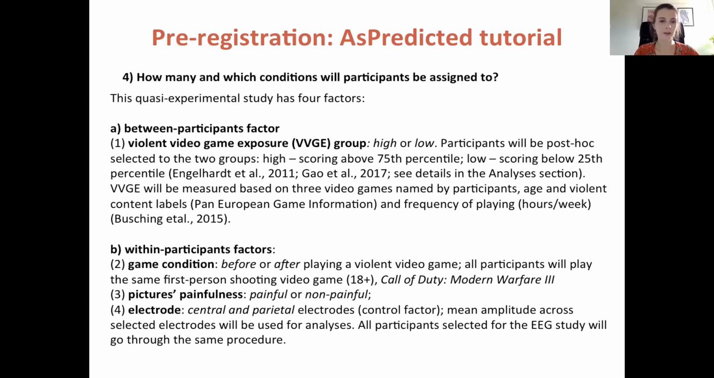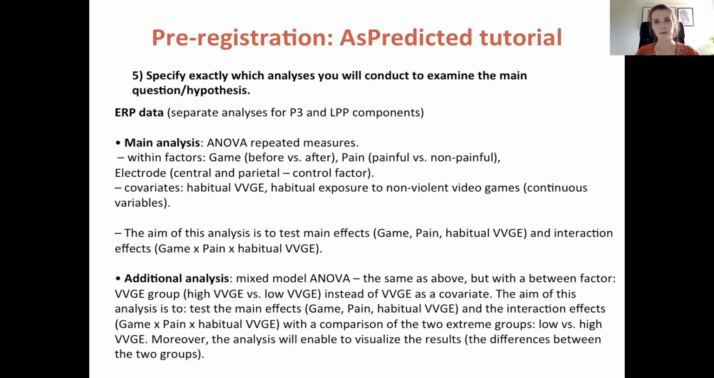So in here, I defined my between factors and within factors, and this can also match the data analysis plan, which is the next question. So in the fifth question, you have to say how you plan to examine your research questions and hypotheses. So I make the distinction here between the ERP data. I said what will be my main analysis. So here I said it's ANOVA with within factors. But I also said that I will apply an additional analysis to explore the interaction effects in more detail.